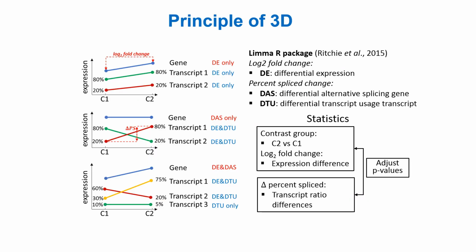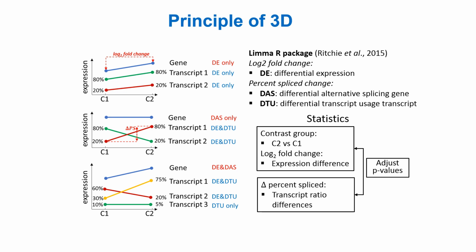Here I'm going to explain the principle of 3D. In the first plot, we can see the gene and transcripts all have big expression changes between 2 conditions, C1 and C2, but the transcripts don't have alternative spliced percentage change. So the gene is DE only gene and the transcripts are DE only transcripts. In the second plot, the gene has no expression change, but the transcripts have significant expression and spliced percentage changes, so the gene is DAS only gene and the transcripts are DE and DTU transcripts.